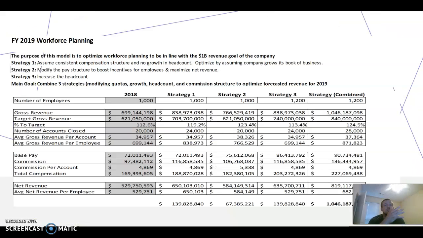So here are the results of one of the models. And again, it's using strategy 1, 2, and 3 and 2018 numbers. It combines all the strategies. It also shows the bottom line for each one.